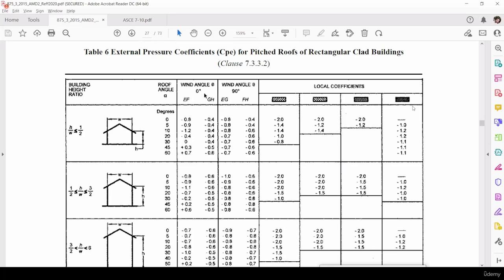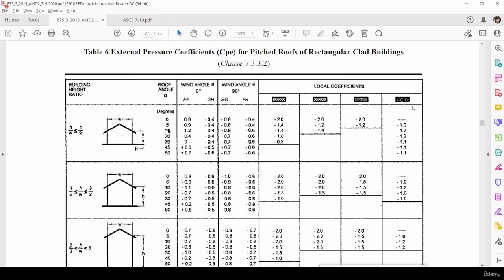0 degree wind and 90 degree wind. 0 degree is nothing but along the X direction. 90 degrees is nothing but perpendicular to the screen, the Z direction. If the wind acts in the X direction, what will be the roof coefficient here? If the wind acts in the Z direction, what will be the roof coefficient here? Those are 0 degree wind and 90 degree wind. And the next criterion we have to see is roof angle A.